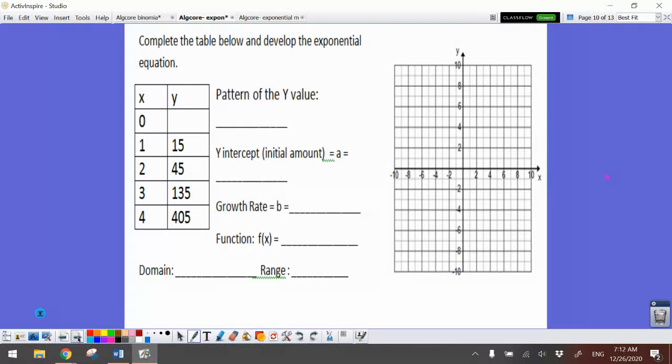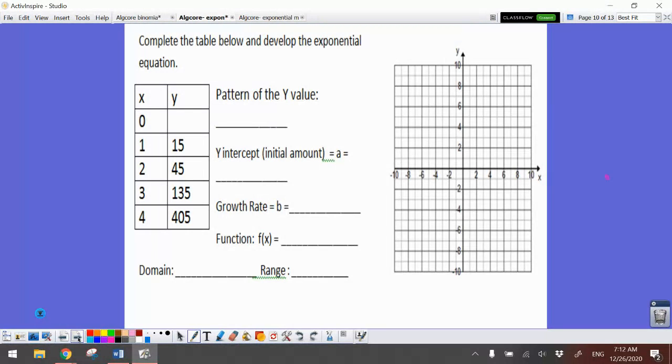Okay, let's do a multiplication one and see what happens. So go ahead and hit pause. See if you can figure out your pattern, your y-intercept, your growth rate, your function, your domain and range, and sketch your graph. And this time you're actually going to have to do a little math and figure out what that top number is.